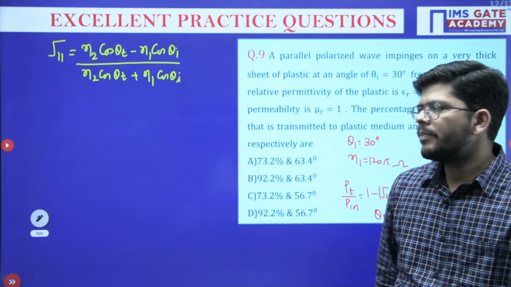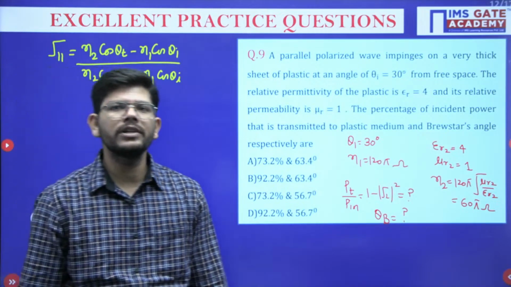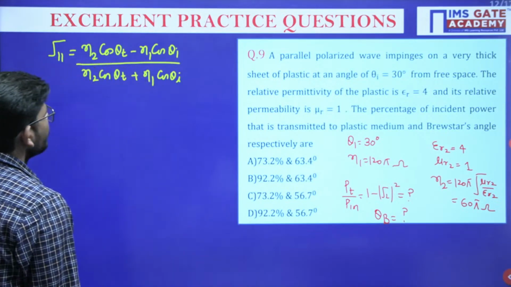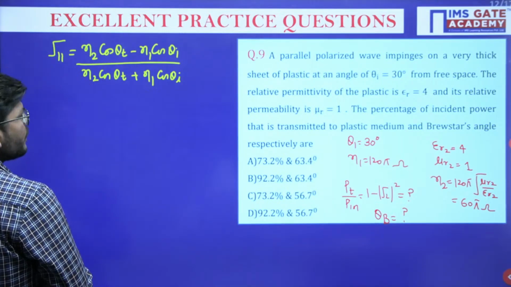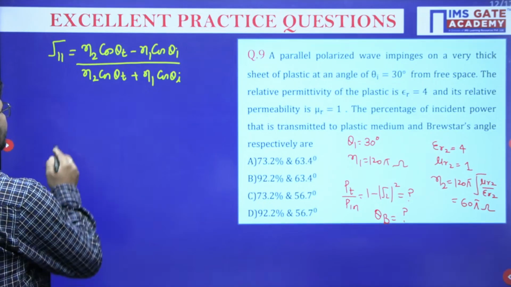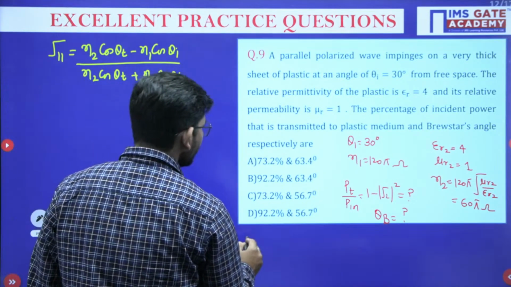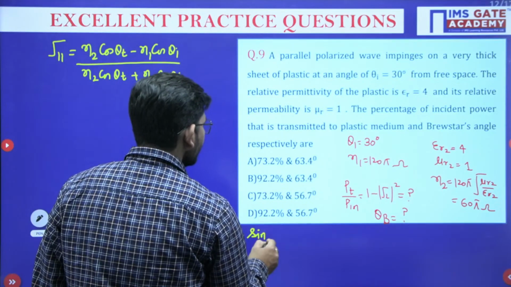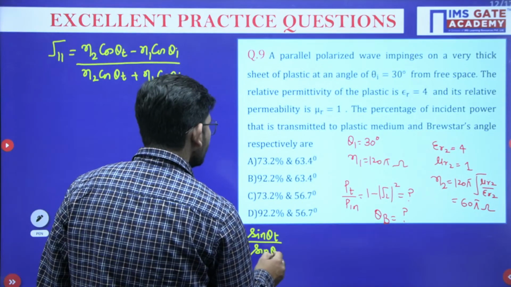In perpendicular polarization, first we write theta i. In parallel, first we write theta t. So theta i is given to us, and first of all, we have to calculate theta 2, isn't it? So theta t we have to calculate. So what will be theta t? Just calculate theta t. So you know sine theta t divided by sine of theta i.